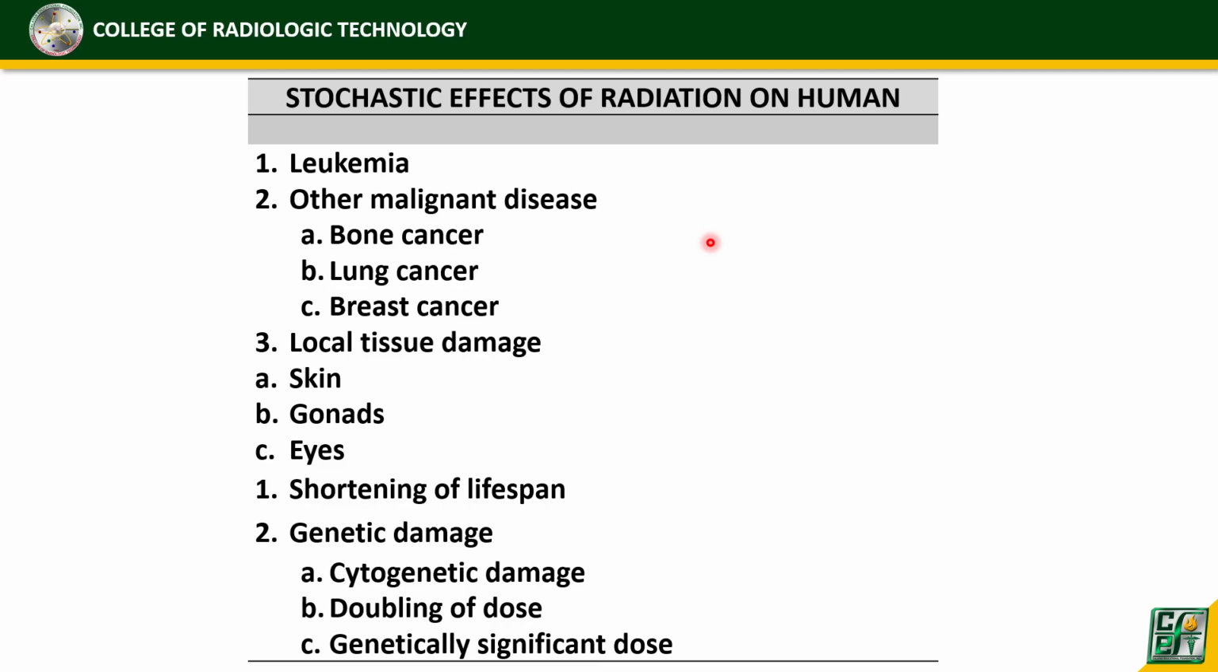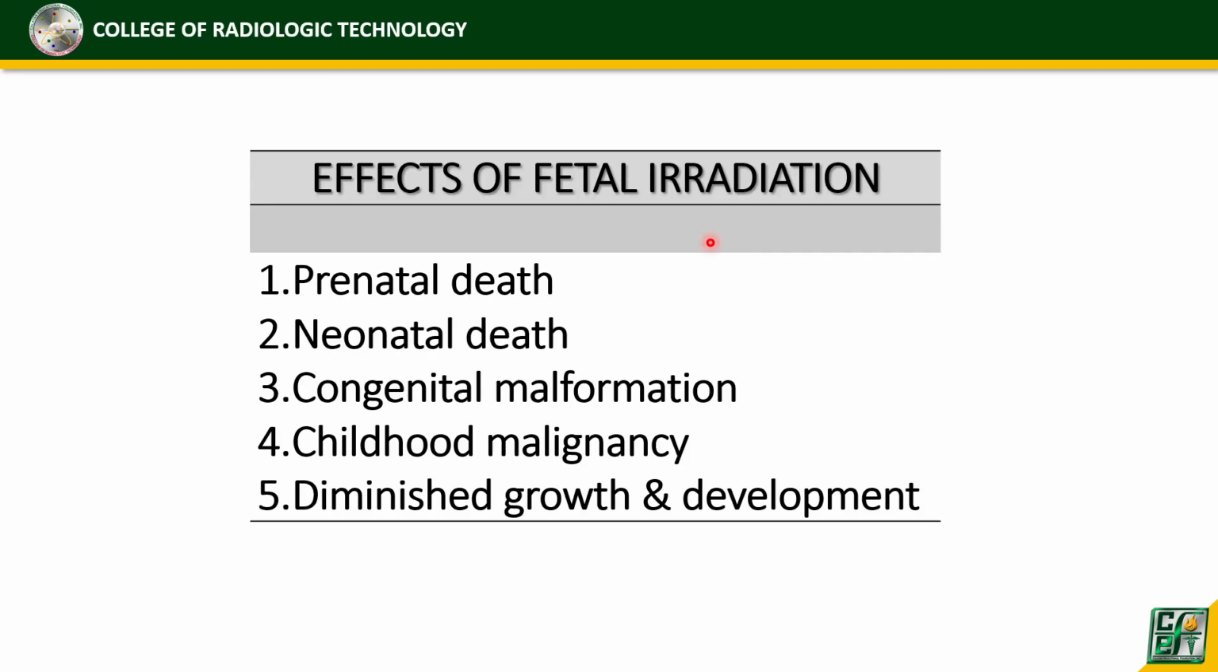Then, shortening of lifespan. Then the genetic damage, cytogenetic damage, doubling of dose and genetically significant dose. So these are the stochastic effects. Later, we will discuss some of them more deeply and give them thresholds or doses. Then, the effects of fetal irradiation: prenatal death, neonatal death, congenital malformation, childhood malignancy, or diminished growth and development.